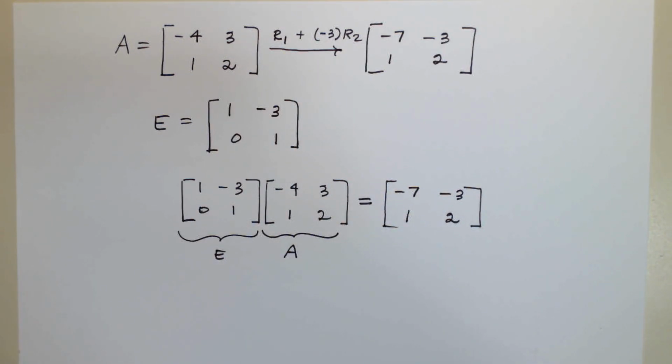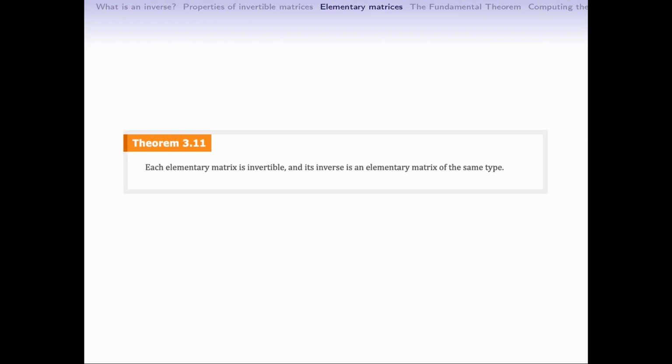Okay, let's head back to the class notes and continue. Our next theorem, Theorem 3.11, contains another important fact about elementary matrices. Each elementary matrix is invertible, and its inverse is an elementary matrix of the same type. Let's go to the document camera and explore the meaning of Theorem 3.11.